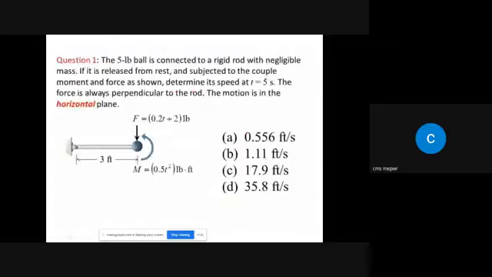Again, here is a problem. You can kindly go through it, and the answers are given. You need to select the one that most closely resembles your answer. If you have any question, you can ask me, email me, or type on Google Classroom.